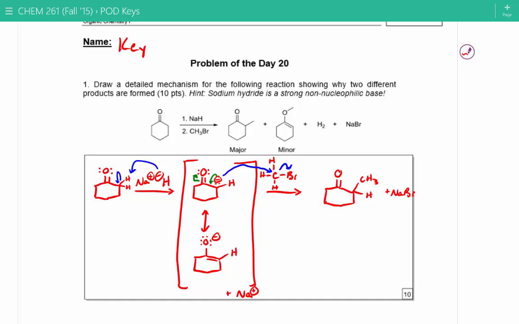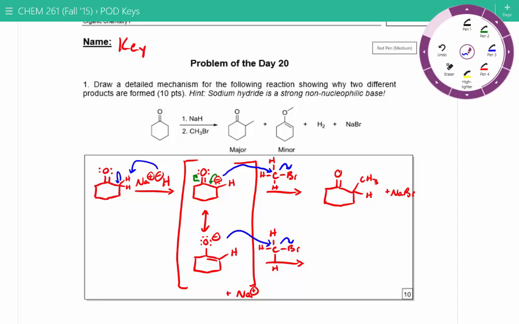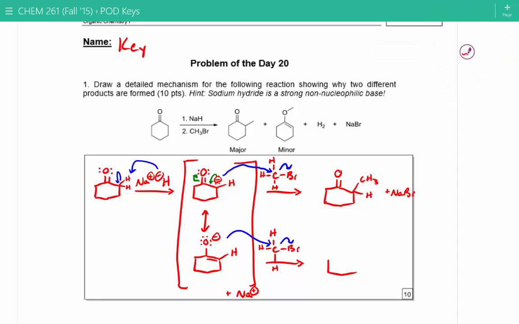Yeah, if we think about our intermediate, it's got two nucleophilic sites, one on the oxygen and then one on the carbon. Both can do a nucleophilic attack, so we can draw this going twice. And we can alkylate the oxygen. And our hydrogen's still in that same spot.